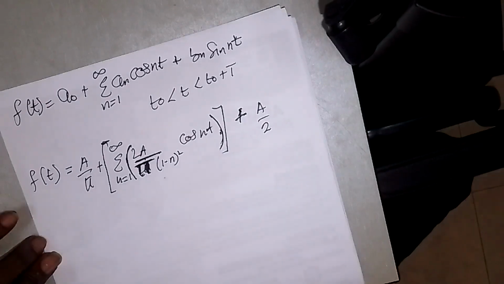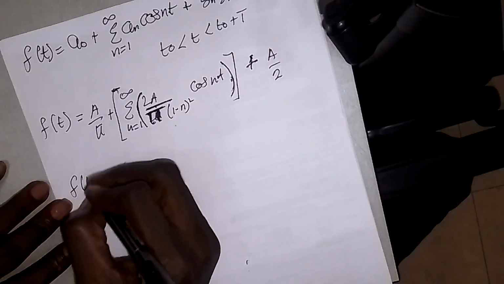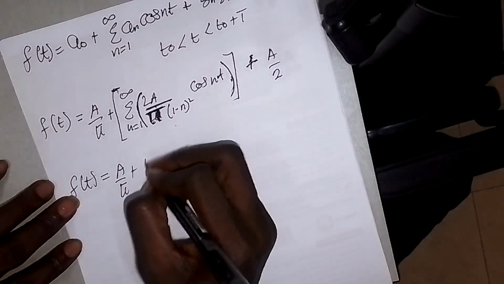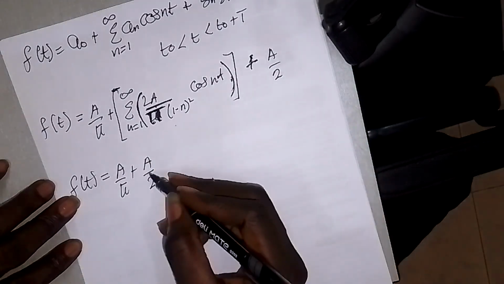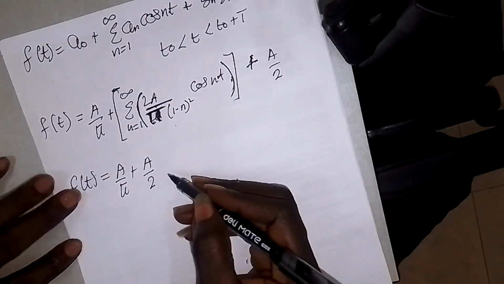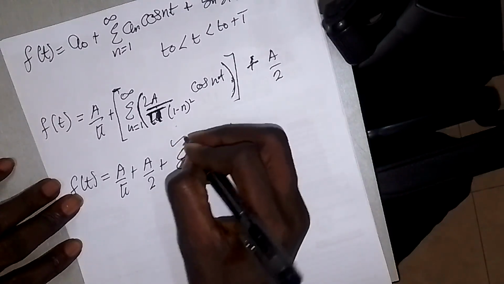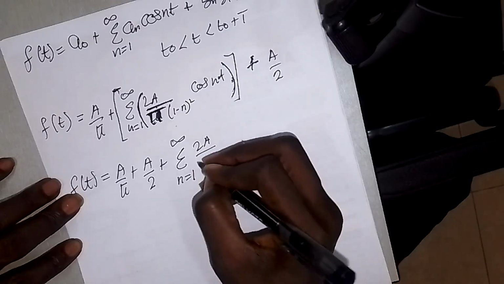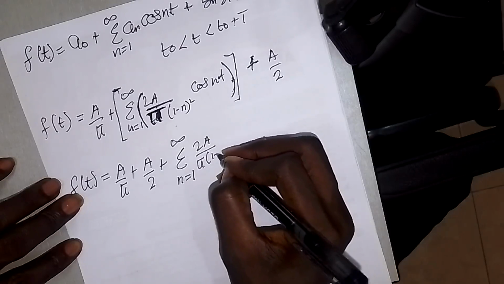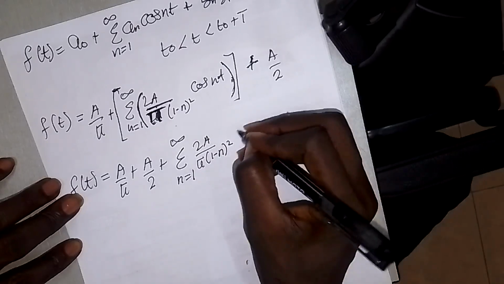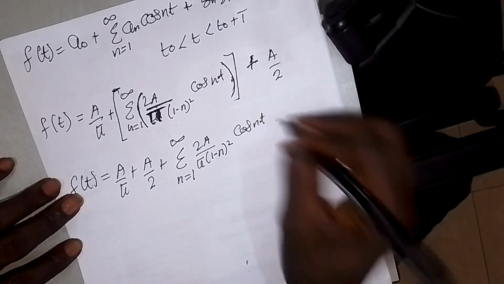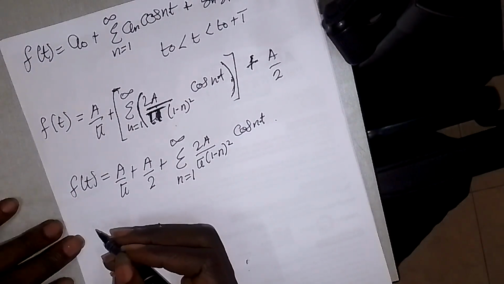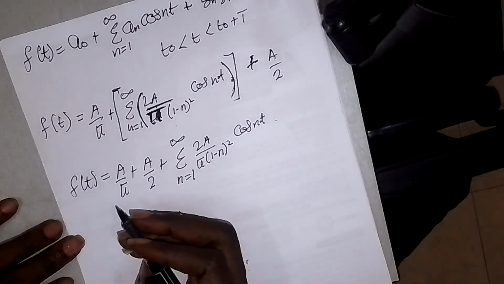So if I'm writing this well, then it's equal to a on pi, plus a on 2, because the summation doesn't affect this one. It's a single number, so the summation will not affect it. Plus the summation from n equals 1 to infinity of 2a over pi into 1 minus n squared, cos nt. So this is what we're going to have.